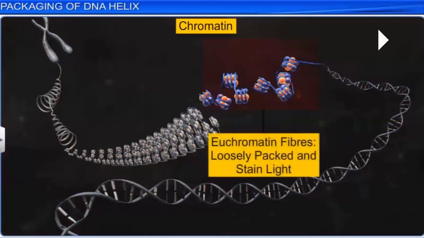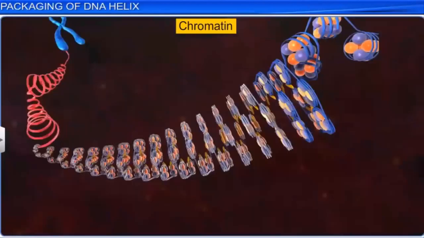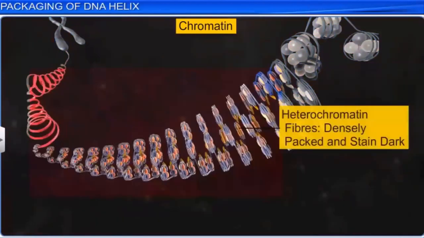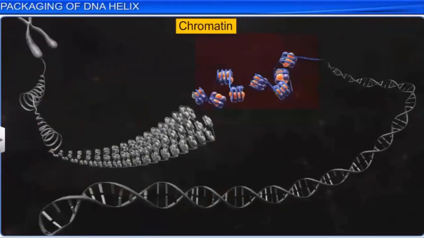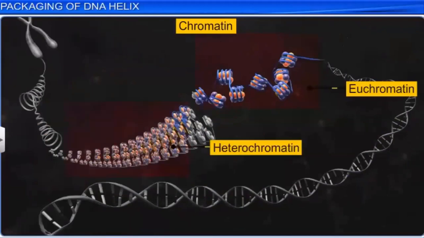Euchromatin fibers of 30 to 80 nanometers in diameter are loosely packed and stain light. On the other hand, heterochromatin fibers of about 300 nanometers in diameter are more densely packed and stain dark. Moreover, of the two types of chromatin fibers, euchromatin is transcriptionally active, while heterochromatin is inactive.